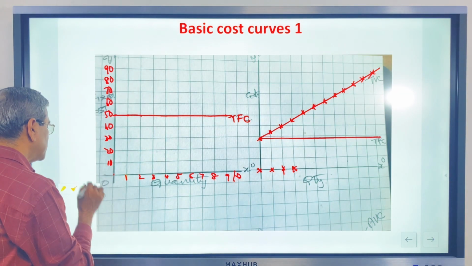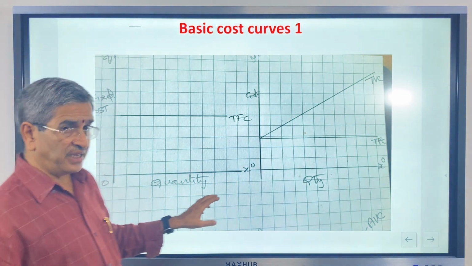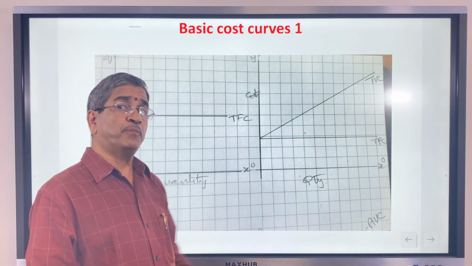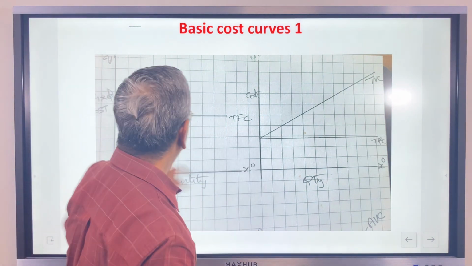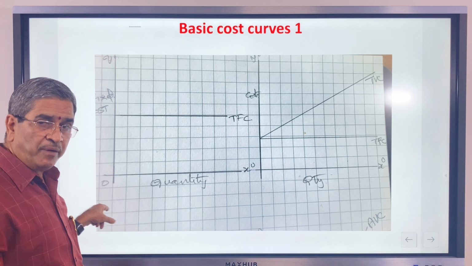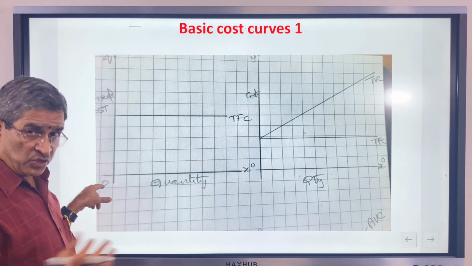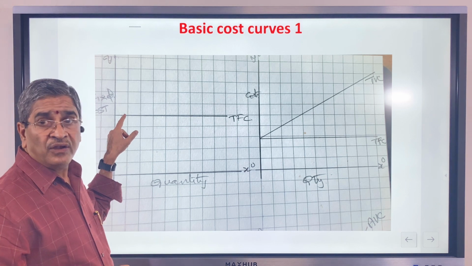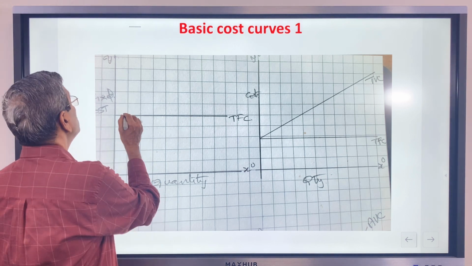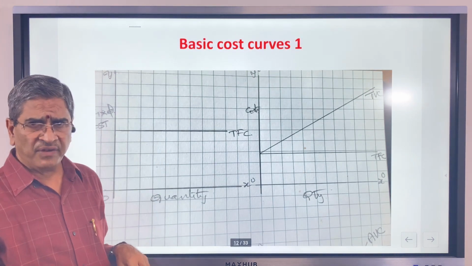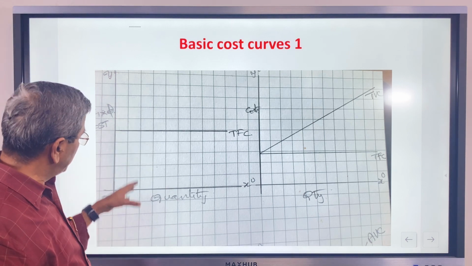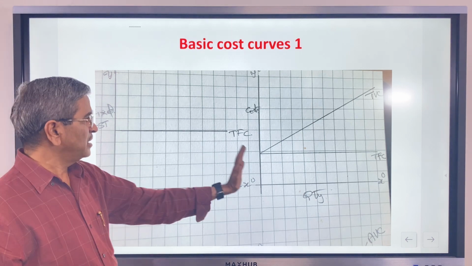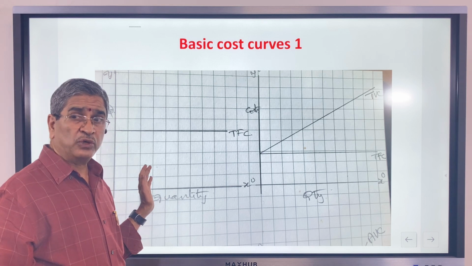Now, having understood this, let us see what happens to cost per unit. That means this $50 divided by 0 is 50, assuming 0 not to be infinite. Then second, if I produce 1 unit also, 50 divided by 1 is 50. 50 divided by 2 is 25, like that it comes down.